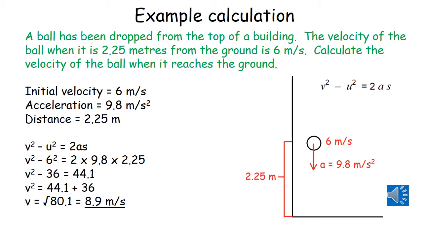Then applying the equation, v squared minus u squared equals 2as, we put the numbers in, and then we can work it through. On the fourth line of the working there, you can see that we've rearranged the equation, taken the 36 across to the other side by adding 36 to both sides of the equation. You end up having to square root your total there of 80.1, and that should give you an answer of around 8.9 meters per second.